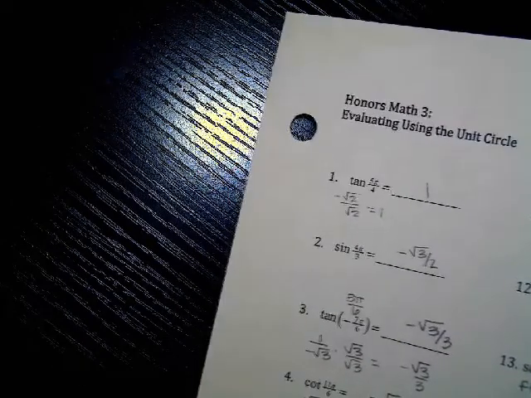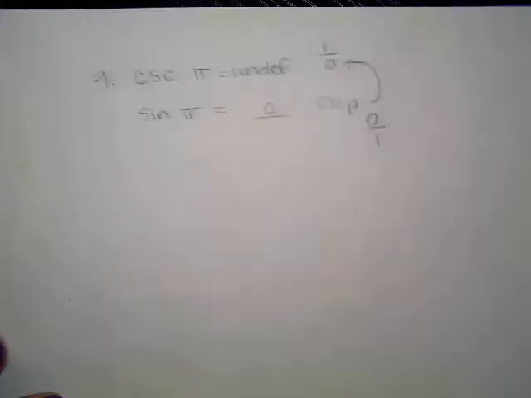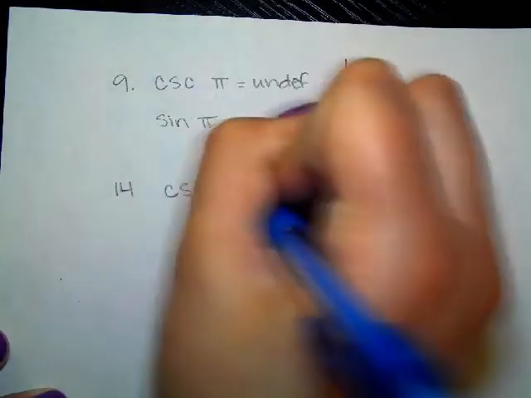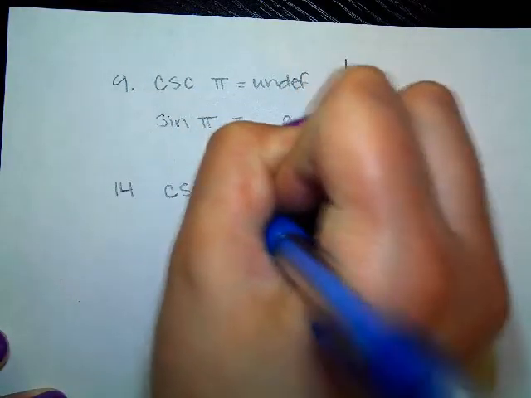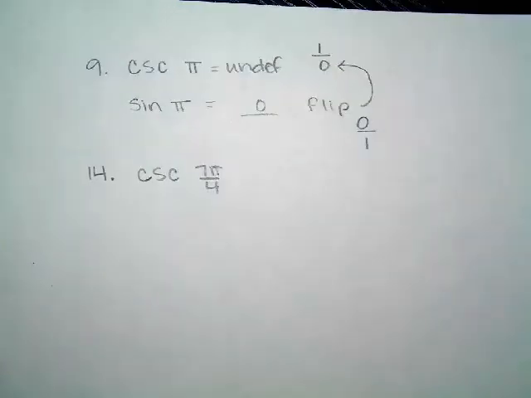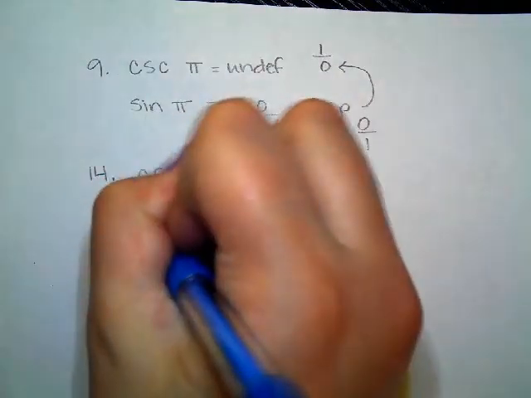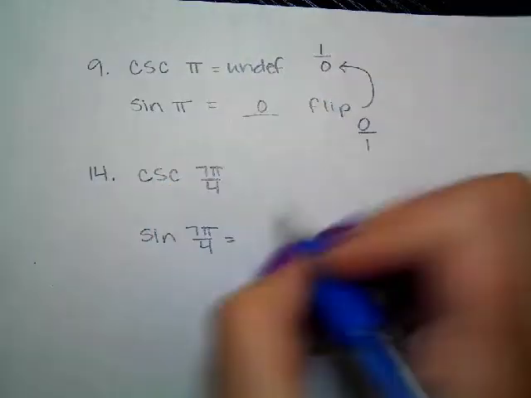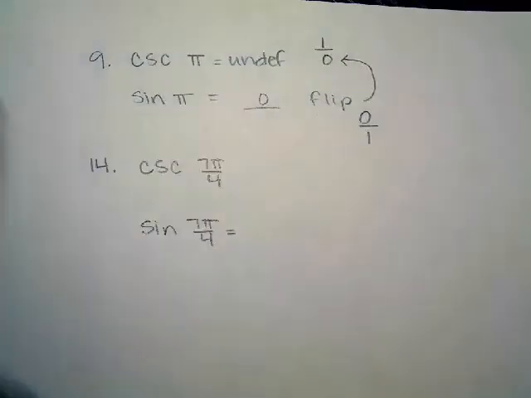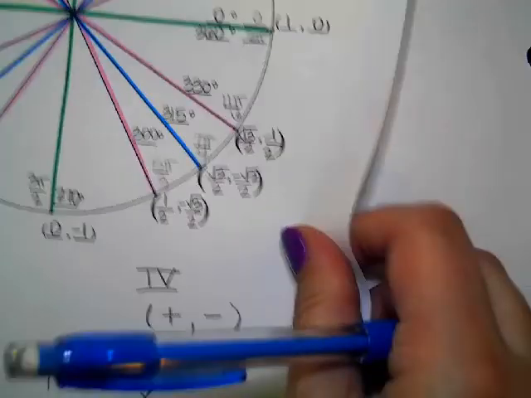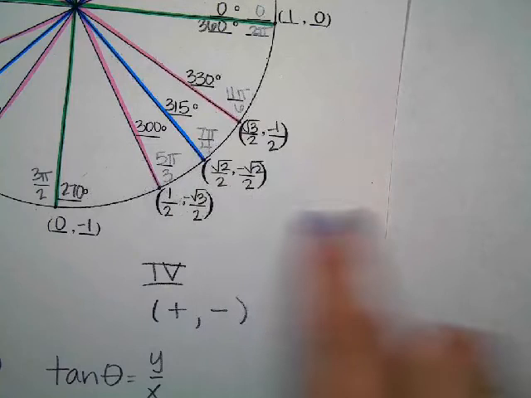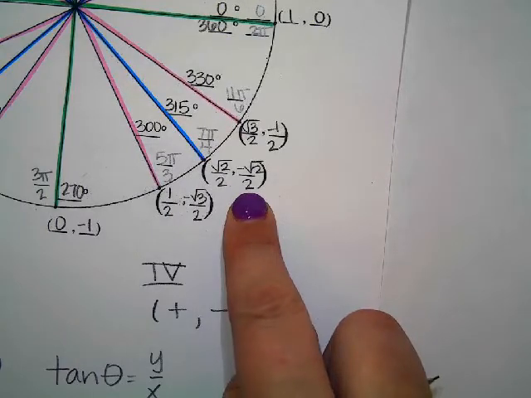Okay, number 14 was another one. We want cosecant of 7 pi fourths. This is a good one because this is kind of a tricky one. So again, we're going to find sine of 7 pi fourths, and then we're going to flip it. Sine of 7 pi fourths, we have to locate that on our unit circle. 7 pi fourths is over here. Sine of 7 pi fourths is negative root 2 over 2.